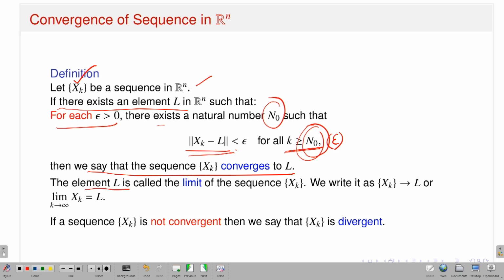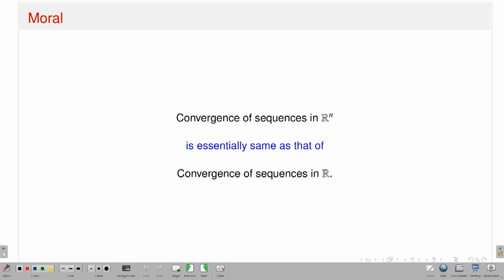I will say that the element L is called the limit of the sequence. I will write capital Xk converges to L. I think this is the best notation. You write limit k approaches infinity of capital Xk is equal to capital L. If the sequence is not convergent, then I will say that my sequence capital Xk is divergent. Okay. So, what is the moral?